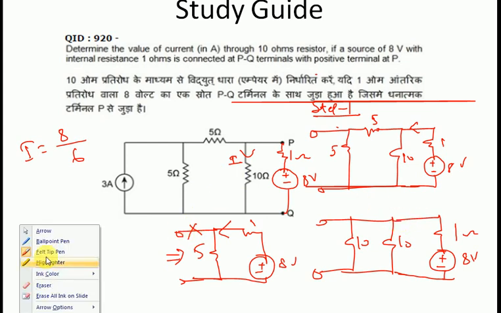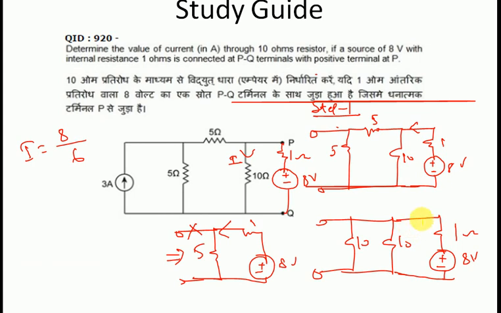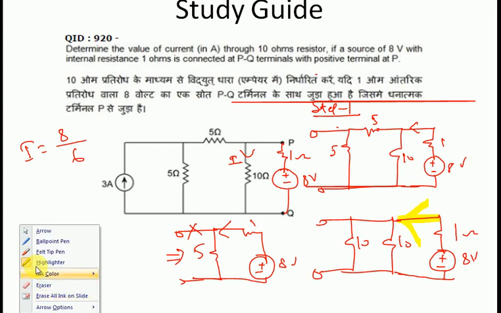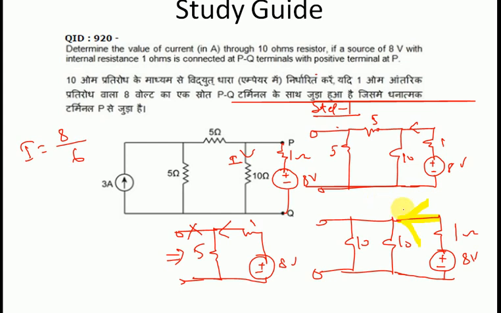Here we can see it with the highlighter pen. Now in this path, what is the current? The current is 8 by 6, that is 4 by 3. Now this current comes to this junction and divides into two parts. The two parts have the same resistance of 10 ohm, so the current will be divided equally in two parts.